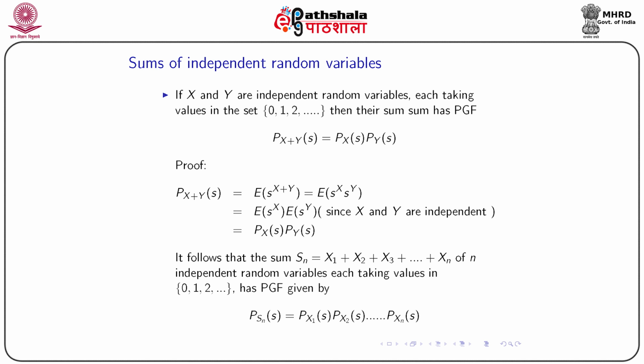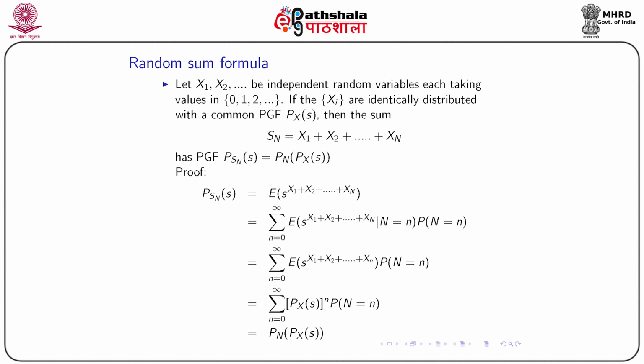So if we just extend this concept to n random variables X1, X2, ..., Xn, and you are interested in the distribution of the sum Sn, which is X1 plus X2 plus X3 up to Xn of n independent random variables, each taking values in the set 0, 1, 2 and so on, then the PGF of Sn, P_{Sn}(s), is nothing but the product of the PGFs of the individual random variables. That means it is the product of P_{X1}(s), P_{X2}(s) and so on, up to P_{Xn}(s).